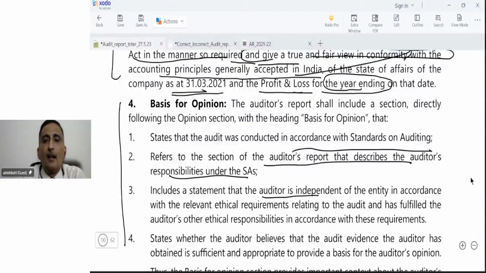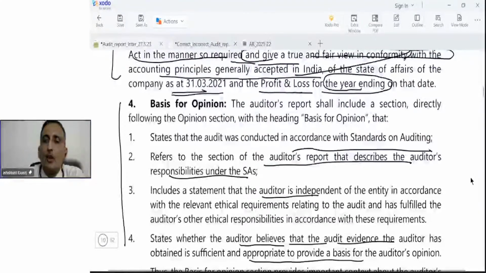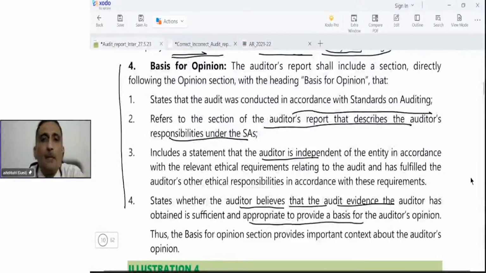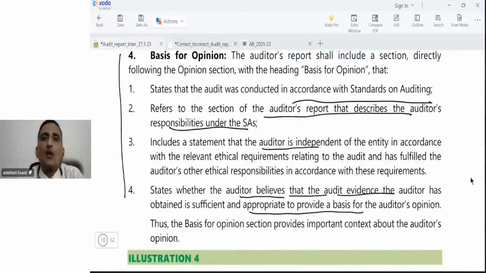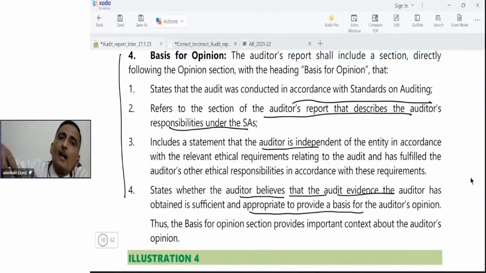And I would also explicitly state that sufficient appropriate audit evidence has been obtained by me, which provides a basis for my opinion. So obviously the opinion para has to be followed with the basis for opinion para, explaining how you have arrived at it. Similarly, when the auditor gives a qualified opinion, he also has to give the reason for the qualified opinion.